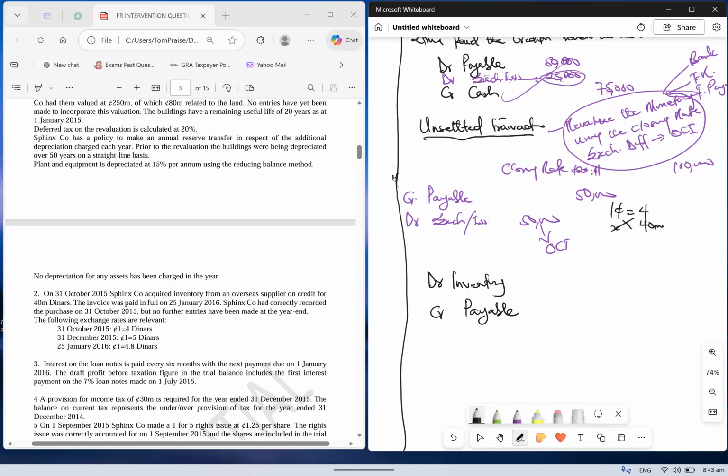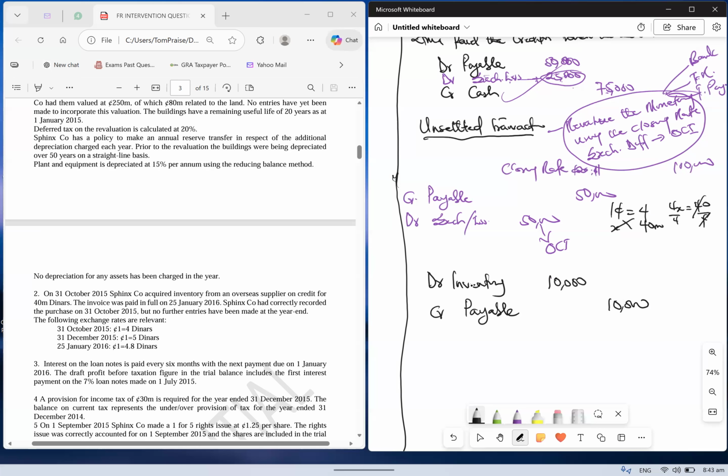So you do cross multiplication. That will be 4x is equal to 40 million. And so you divide here by 4, you divide here by 4. So what do you have? That's 10 million. So it means debit your inventory by 10, credit your payable by 10.